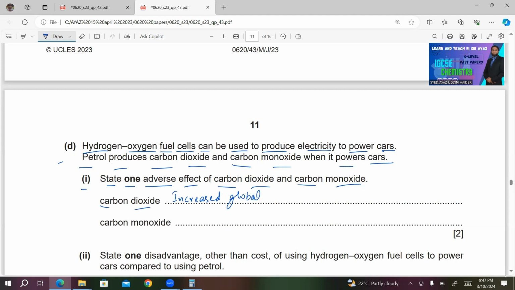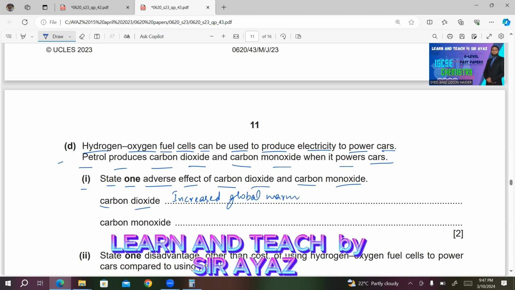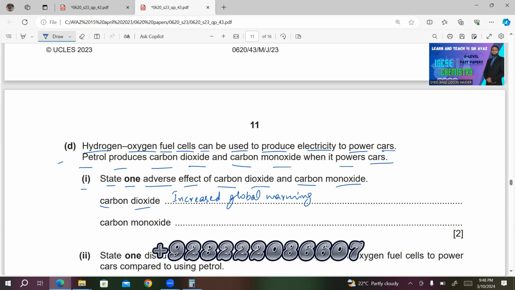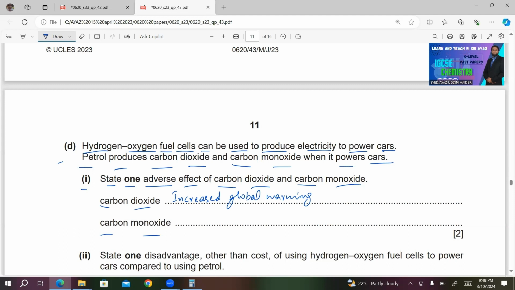The reason is that carbon dioxide absorbs thermal energy which is released in the environment and emits some of this energy to the earth. It prevents the loss of heat energy in the space. That's why there's increase in global warming, increase in the temperature of the earth. Carbon monoxide is poisonous or harmful. Poisonous or toxic.